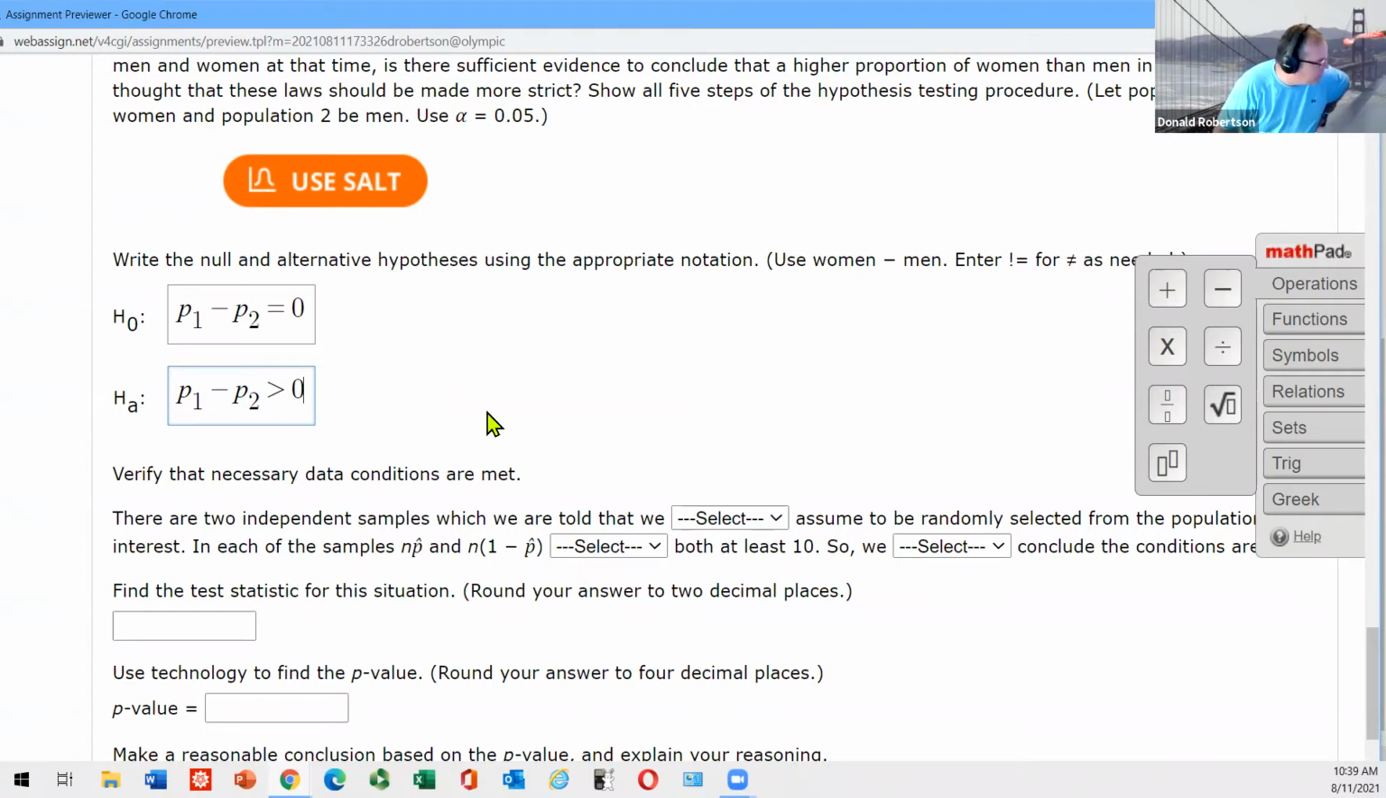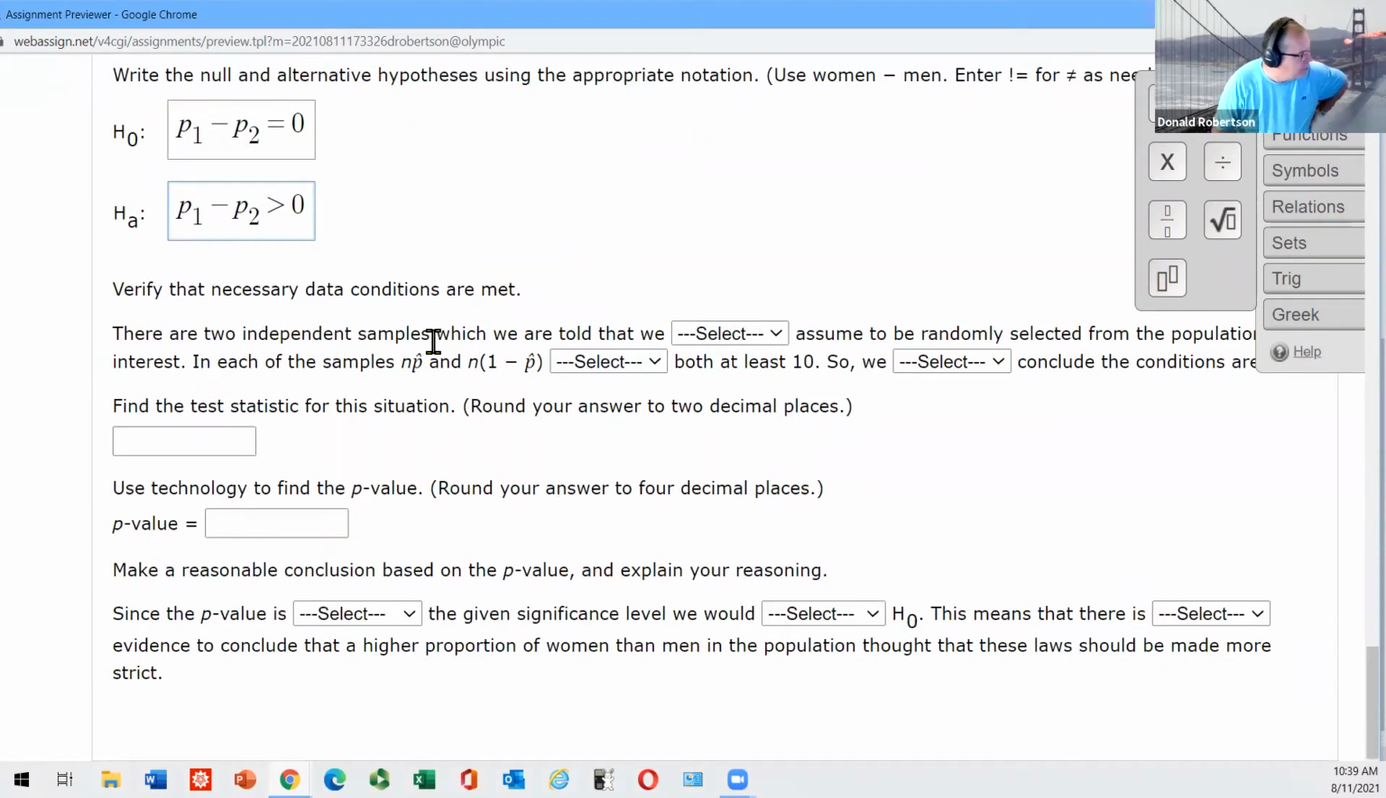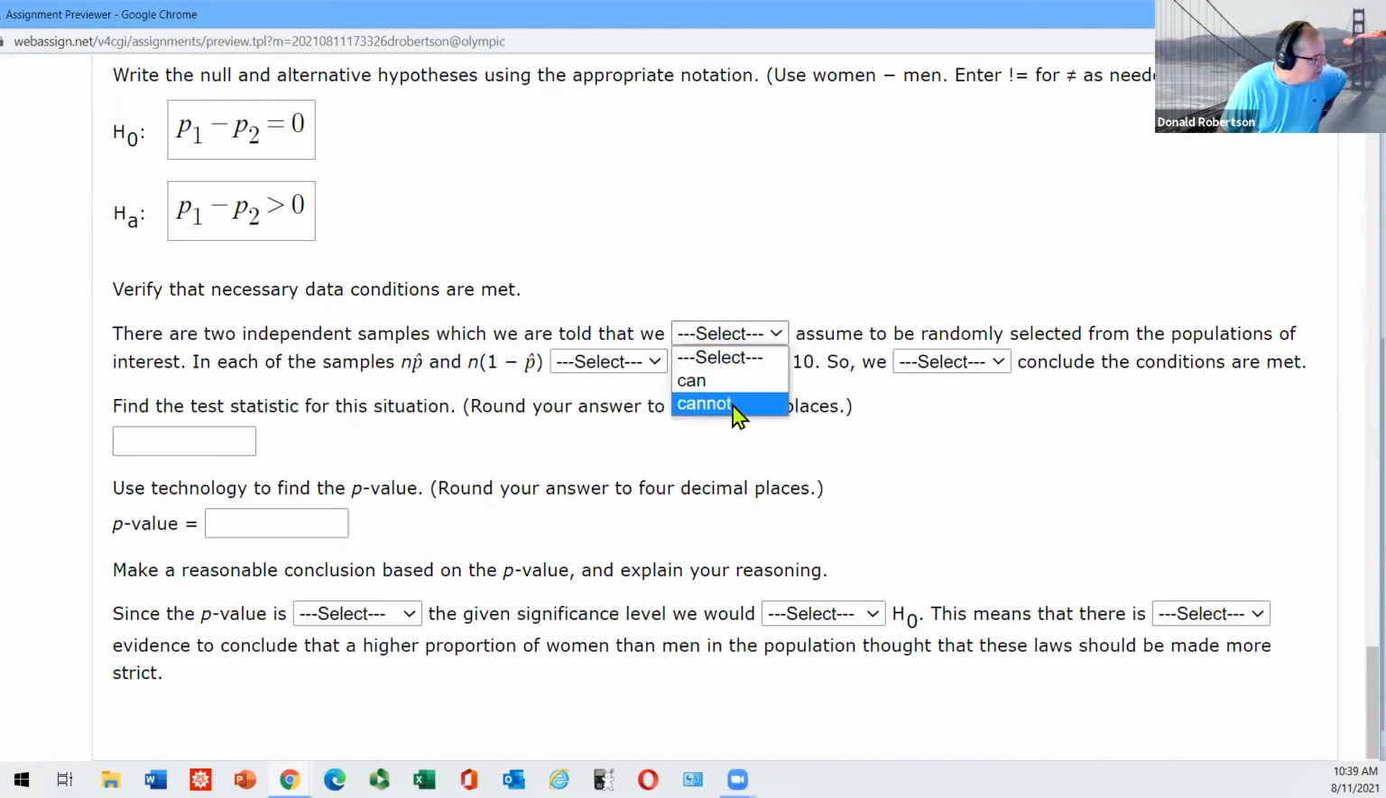So now that you've got that set up, there are two independent samples, and they're doing the test about the number 10. Remember how that works? Was there at least 10 people who said yes? Was there at least 10 people who said no? Does it pass all those? Yes, it does. We can assume that it's randomly selected, and all of these numbers are both at least 10, so we can conclude that the conditions are met, right?